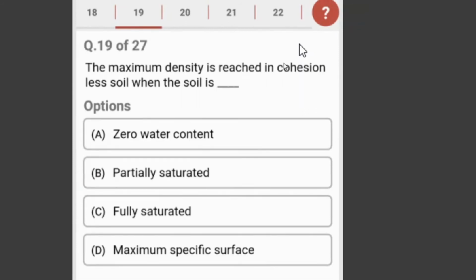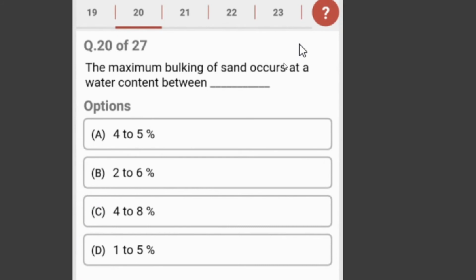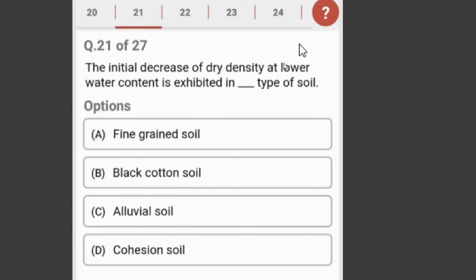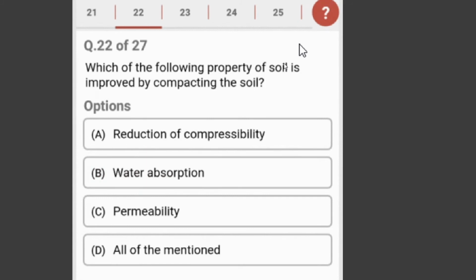The maximum density is reached in cohesionless soil when the soil is fully saturated. The maximum bulking of sand occurs at a water content between 4 to 5%. The initial decrease of dry density at lower water content is exhibited in which type of soil? It is black cotton soil. Which of the following properties of soil is improved by compacting the soil? It is all mentioned above: reduction of compressibility, water absorption, and permeability.